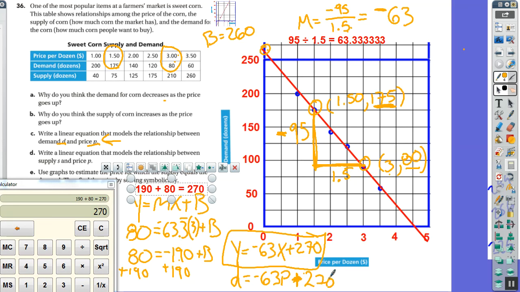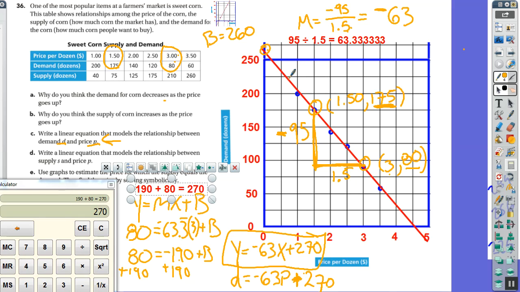270. So let's double check, see if I've done everything that I'm supposed to do in part C. We're being asked to write a linear equation that models the relationship between demand D and price P. I'm using the D and P, and I have my mathematical model that I found the equation of. So that's what I have for question C.